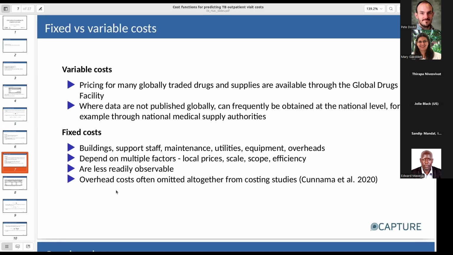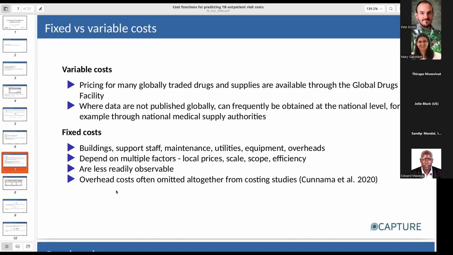Fixed costs, on the other hand, are going to vary hugely across contexts, right? Because they comprise things like buildings, support staff, maintenance, utilities, equipment, overheads. Different facilities have different scale. A larger facility is going to have much higher fixed costs. Local prices are going to feed into lots of these elements. The scope of the facility is going to matter. How many different services is it offering? And also these are less readily observable.